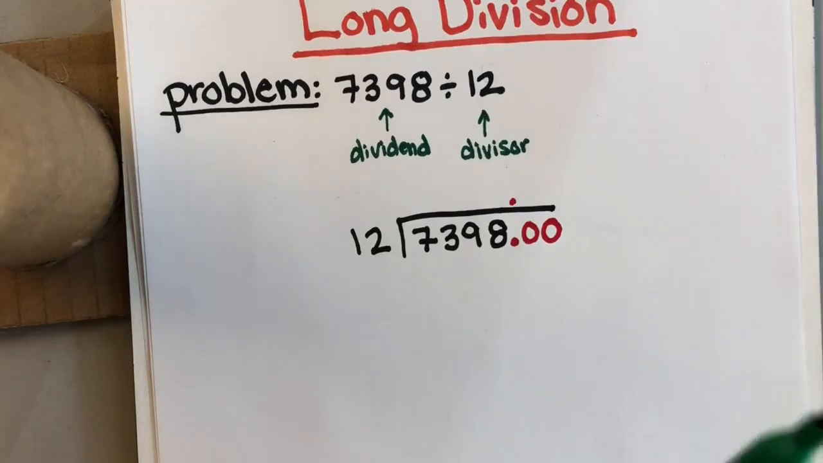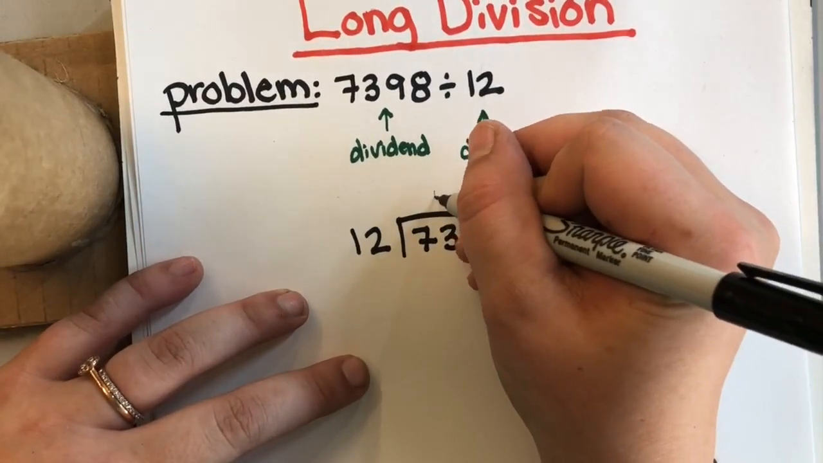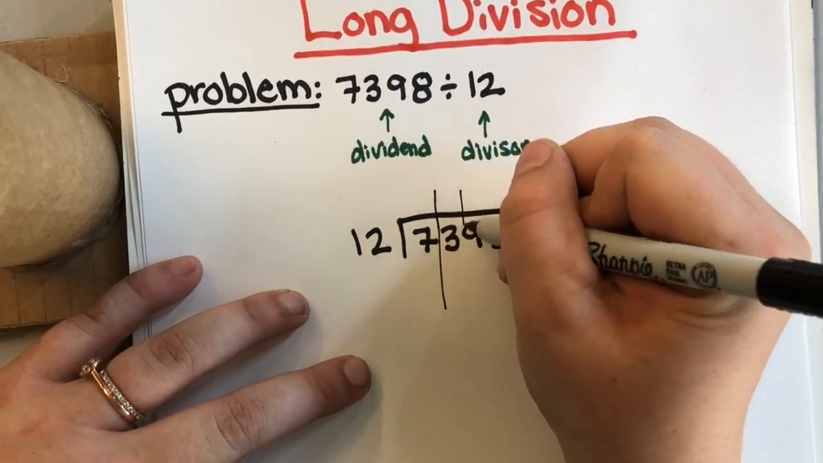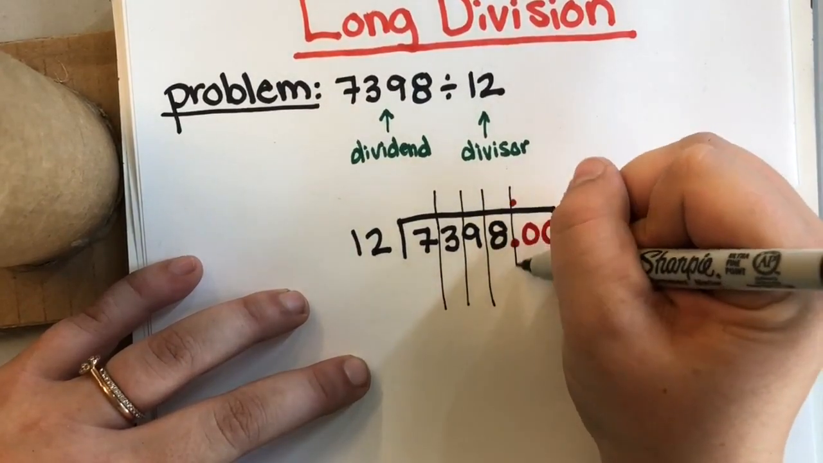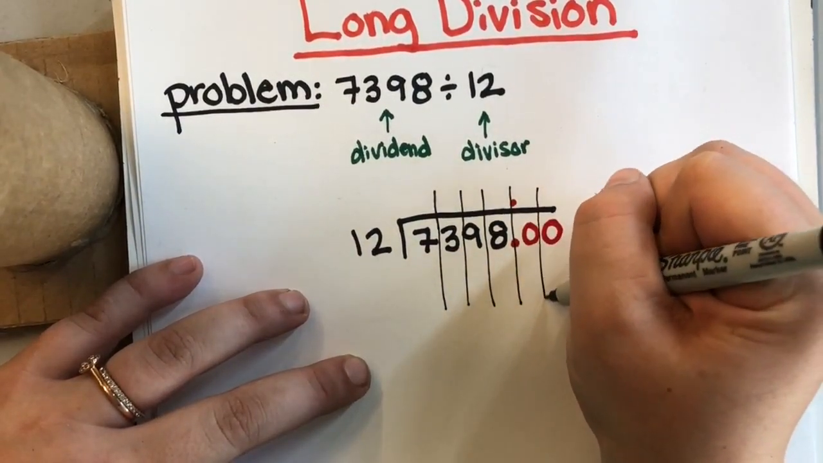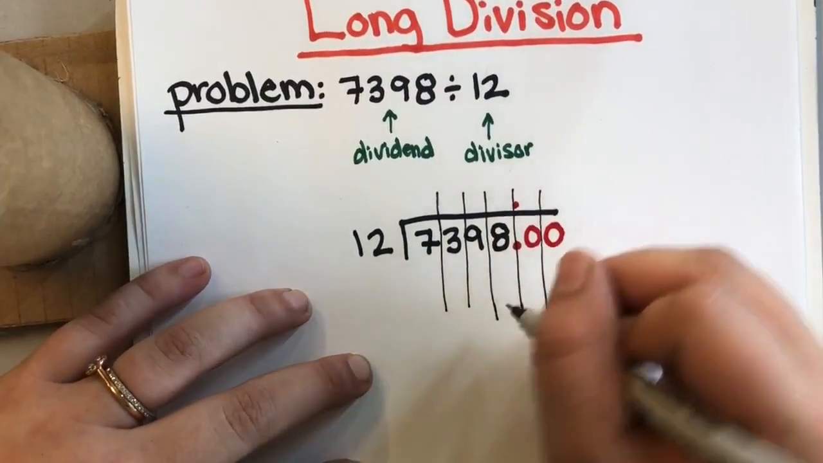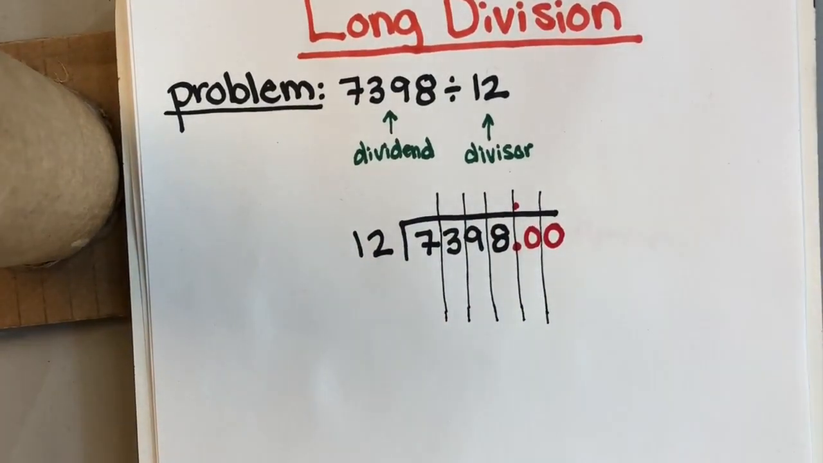Before I start dividing, sometimes it's helpful for me to draw lines between each digit. I would do that so that I know where I'm lining things up, because I don't want to have an error just because I subtracted incorrectly because I didn't line it up. Okay, so now that we have it all set up, we can start dividing.